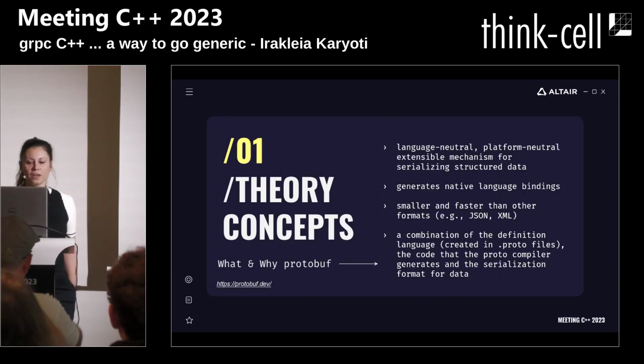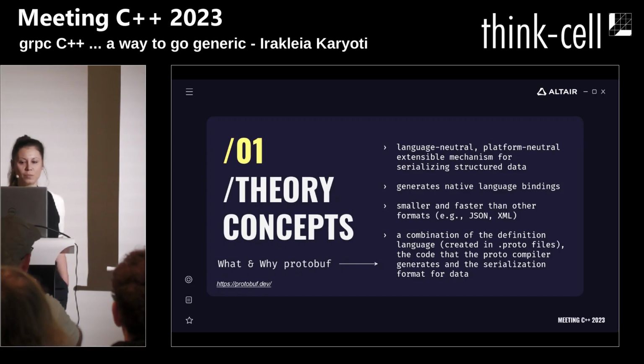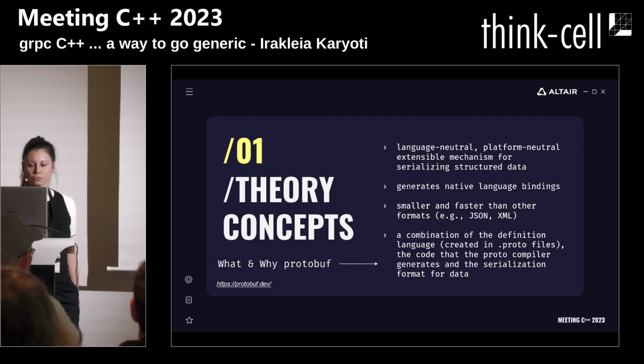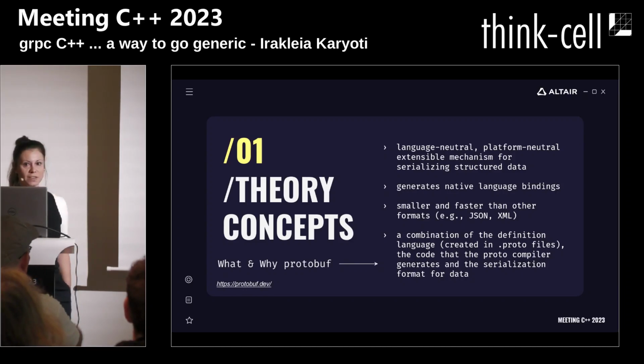Now, protobuf, again provided by Google, is the common serialization mechanism that is used along with gRPC as a serializer for structured data. It is language neutral and platform neutral. It generates native language bindings. It is smaller and much faster than other formats like JSON or XML. And talking about protobuf, we not only mean the definition language in our .proto files, but also the code that the proto compiler generates and the serialization format for the data.